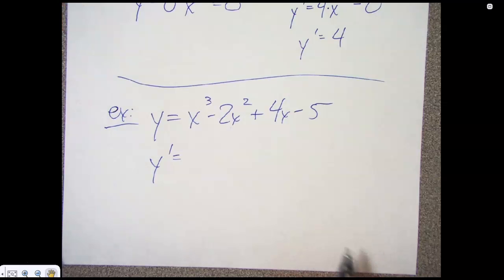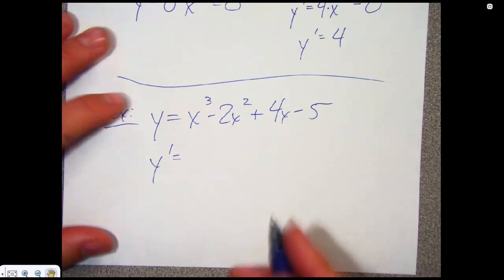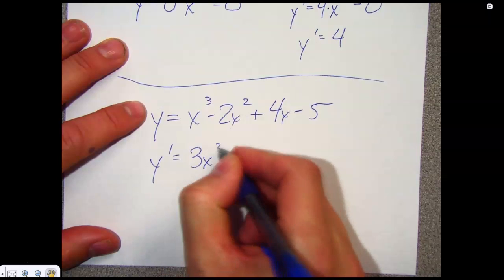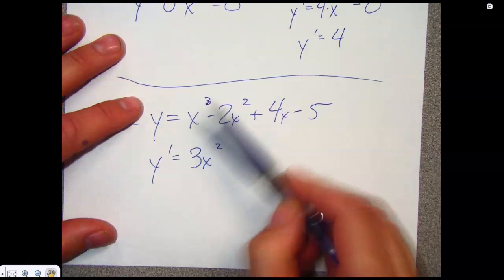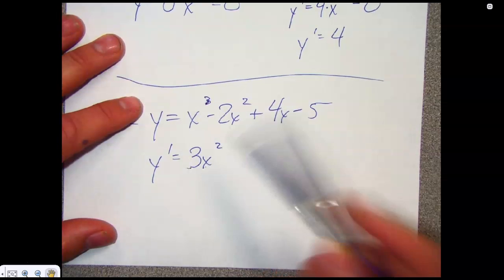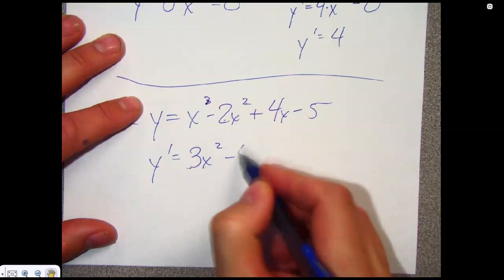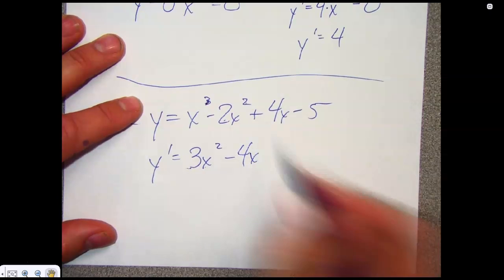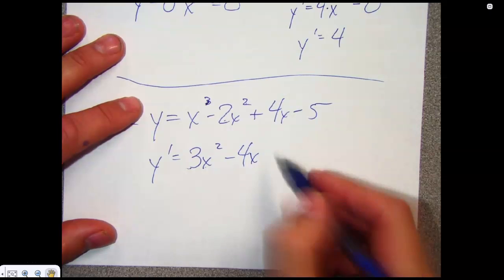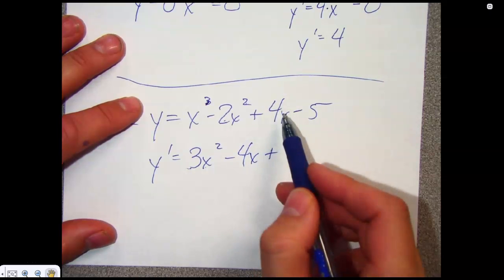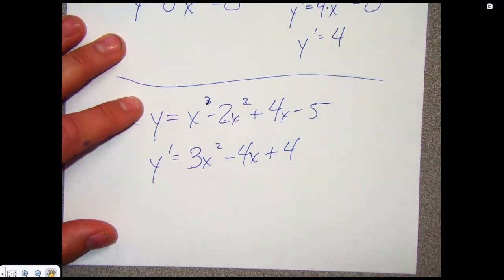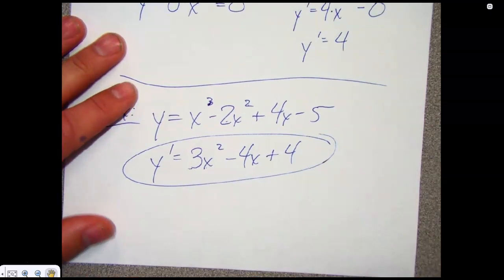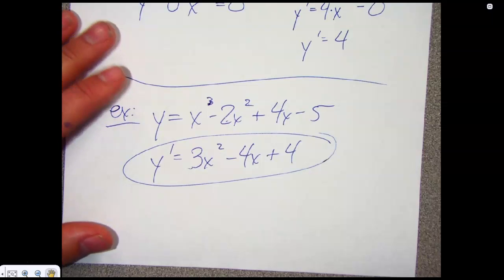So what's the derivative of x to the third? 3x squared. We all see how I'm getting that? So I'm taking the 3, multiply by the number in front, which is a 1. So 3 times 1 is 3. Write the x, knock down the power by 1. Minus 2 times 2 is 4. Leave the x, reduce the power by 1, so it's just 4x. Plus, what's the derivative of 4x? 4. Minus, I don't even need to write it, because what's the derivative of 5? 0. This would be your derivative. What does that tell you? What does the derivative tell you?